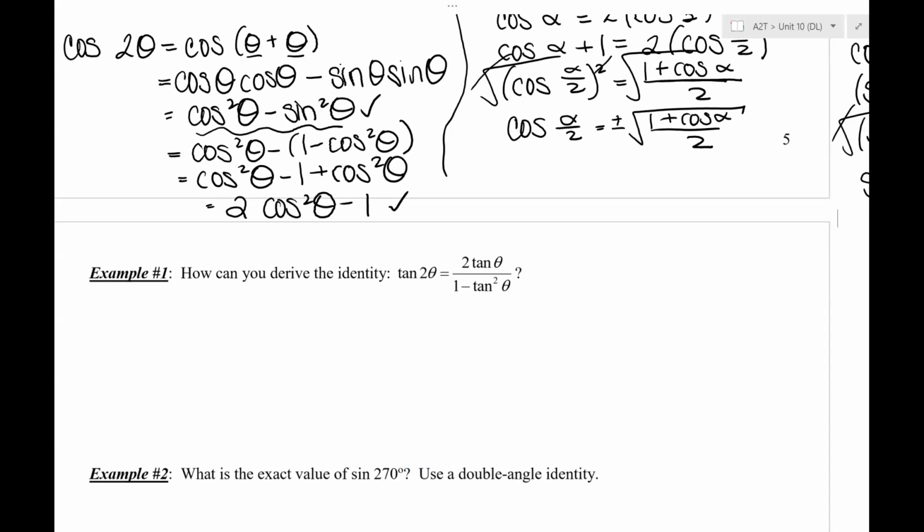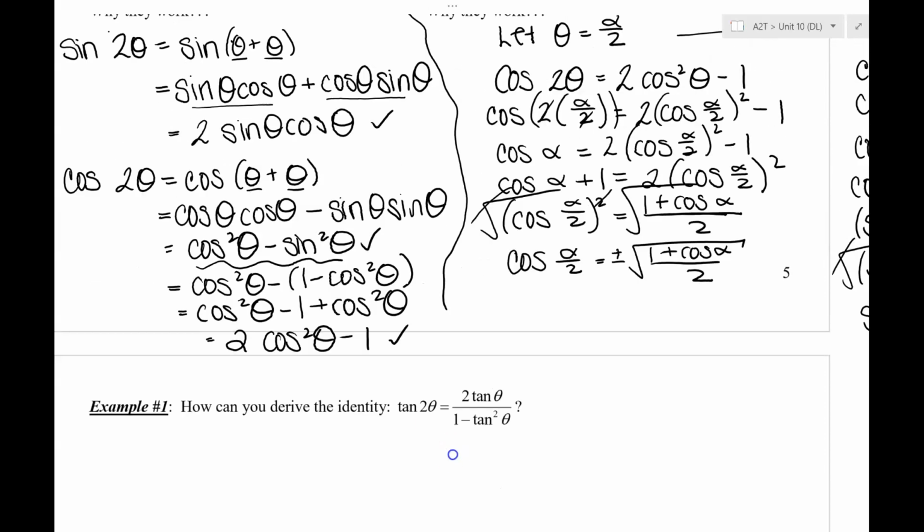Tangent 2 theta equals 2 tan theta over 1 minus tangent squared theta. Well, let's say you don't believe me. You know what, Patterson? I think you're lying. Okay, you know what? Touche. Let me prove you wrong. Let's use the same idea that we did when I was showing you sine and cosine up here.